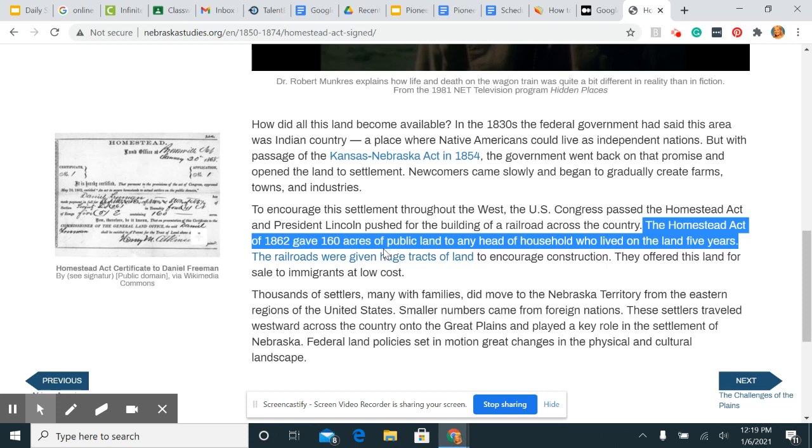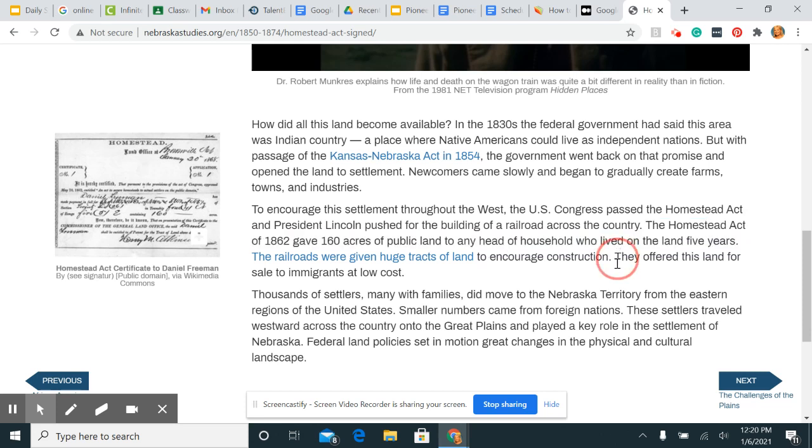And then the government turned around and gave this big tract of land to the railroads because they thought, well, if we have railroads, then we can get cargo through here, we can get people through here, we can really expand the West, really build the nation. And then those railroads turned around and offered this land to immigrants at a low cost. So even though the railroad was given this land with the intention that they were going to build railroads on it, they actually sold it to a lot of people immigrating to the West.